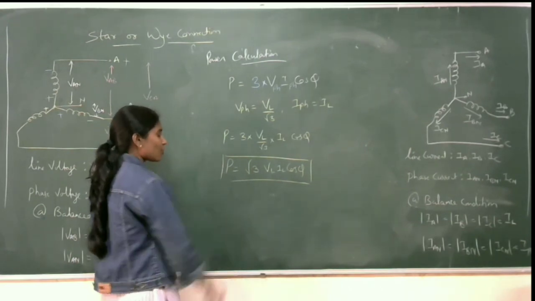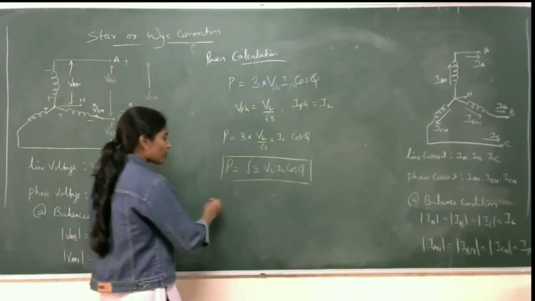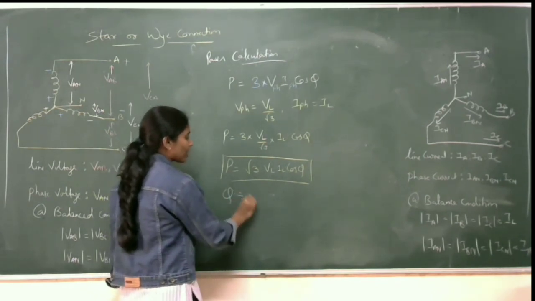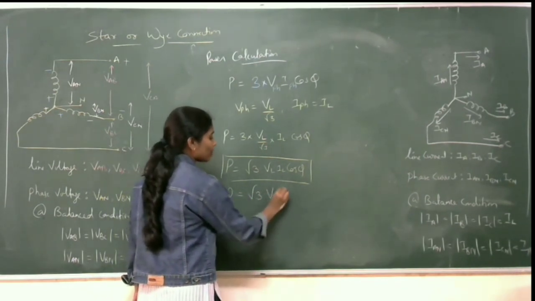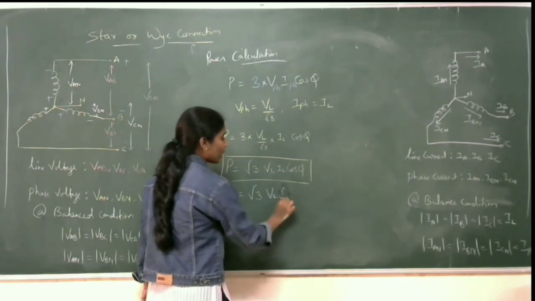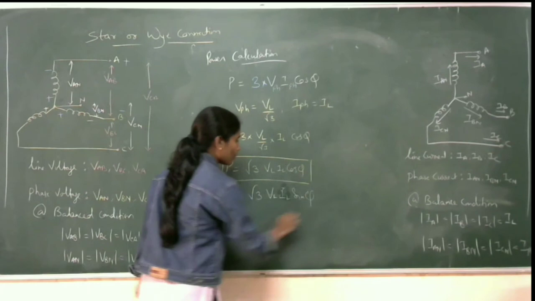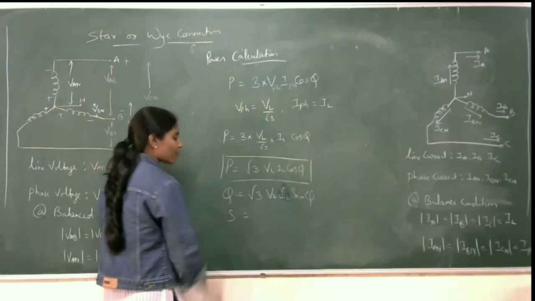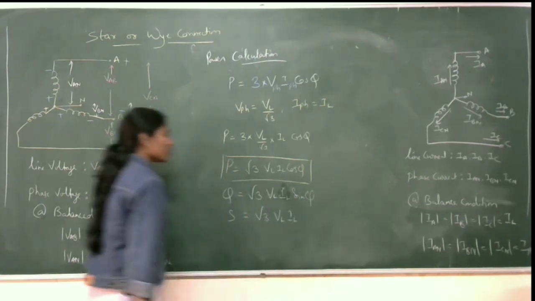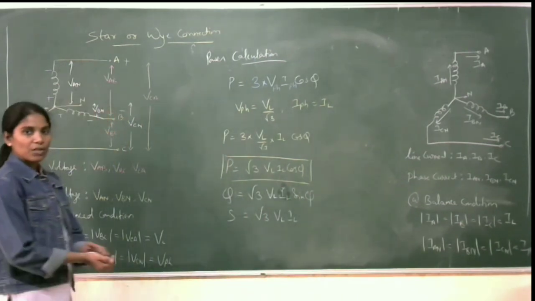Now this is the formula for active power. What will be the formula for reactive power? In the similar manner, that is root 3 times VL IL sin phi. And what is the formula for apparent power? That is root 3 times VL into IL. So these are the formulas for star connection.